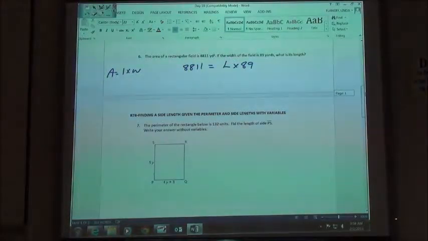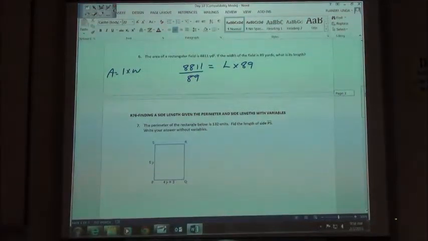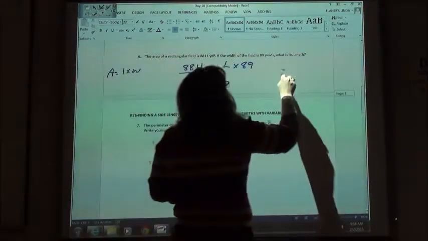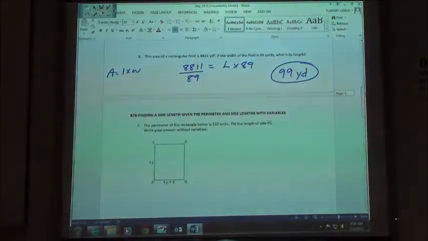If I'm going to solve that for my length, all I'm going to do is divide, right? I got to move the multiplying over, so I'm going to divide by 89. So if I have the area and I'm trying to find one of my sides, all I end up doing is dividing. So 8,811 divided by 89. What did you say? 99? So 99 yards. It's going to be my answer.